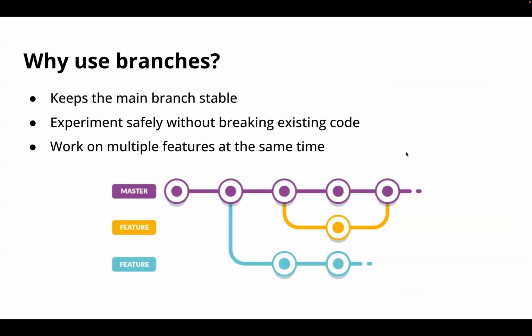So going off of why branches are important, like I said, it keeps the main branch stable, so you can ensure there's always going to be a working version of the project. And then you can experiment safely without breaking that existing code. Another thing, you can work on multiple features at the same time, especially if you're working across a lot of different developers. If you're all working on a different feature, right? You're not going to try to change that main one because something's bound to break. Someone's probably going to overwrite something.